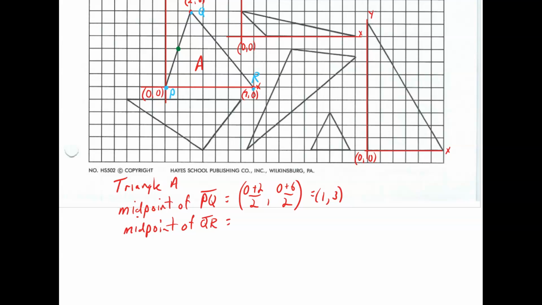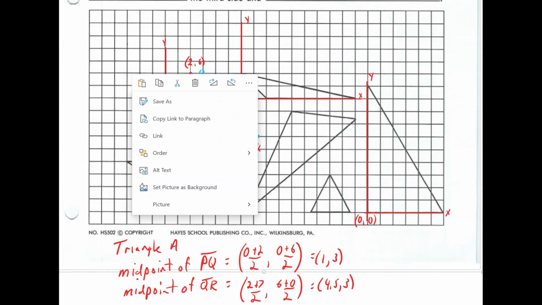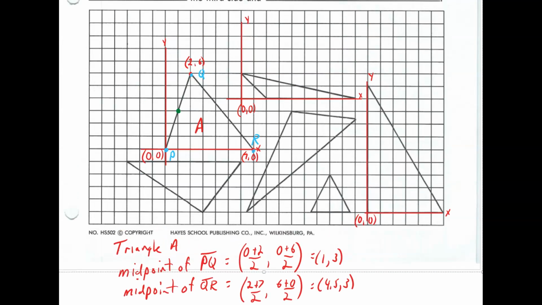So we've got QR, so we've got the average of the x's, so 2, 7, so that would be 2 plus 7 over 2, and then the average of the y's, which is 6 plus 0 over 2, and 9 over 2 is 4.5, and 6 over 2 is 3, so we're going to go 4.5, 3 for our second midsegment. So we go over 1, 2, 3, 4, 4.5, up 1, 2, 3, and it's right there.